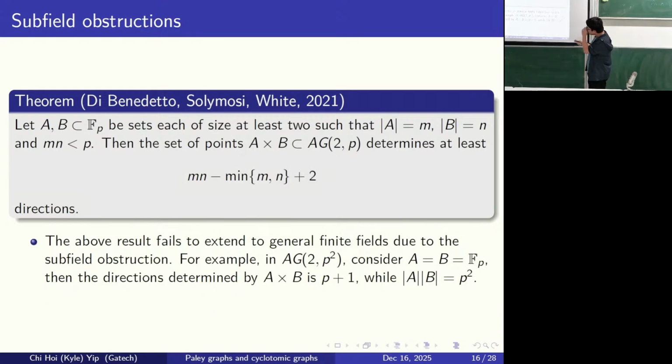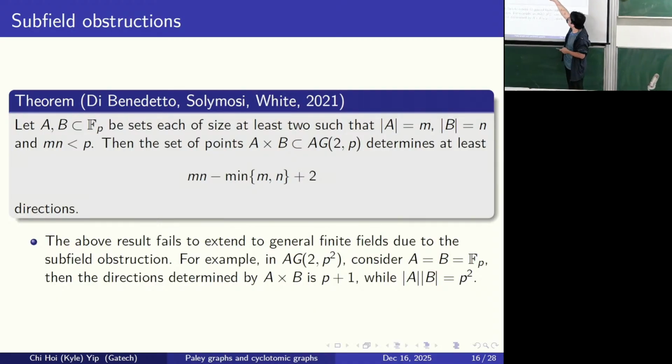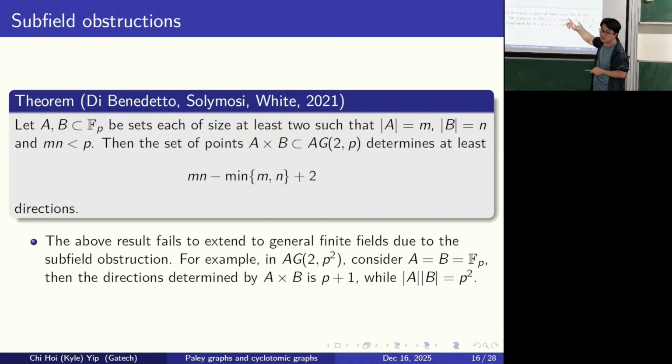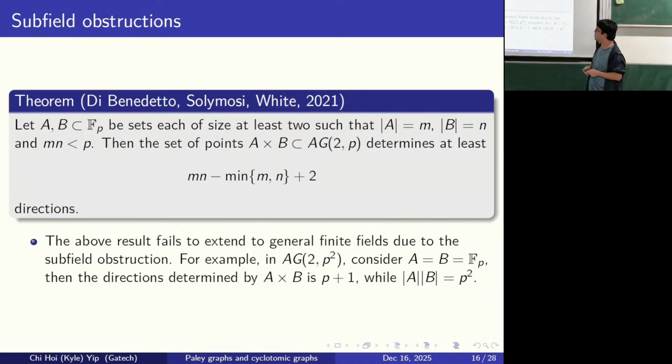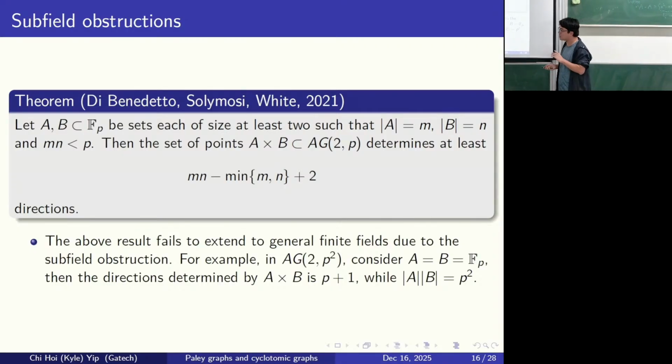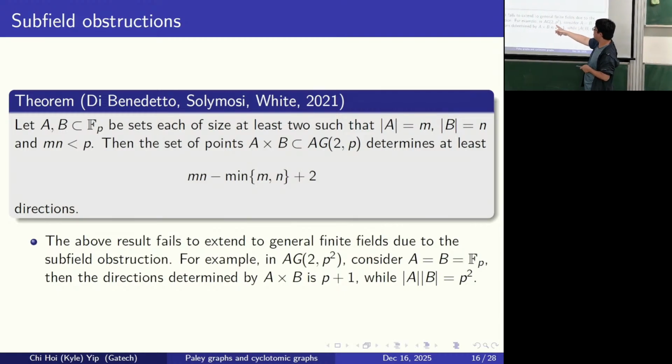You might wonder why here we only work on F_p, where p is a prime. Does it extend to general finite fields? The answer is no, because we can consider, for example, our field to have size q, where q is p squared.